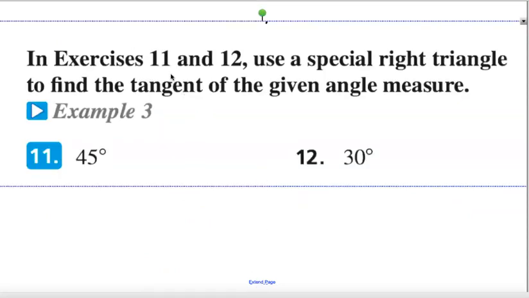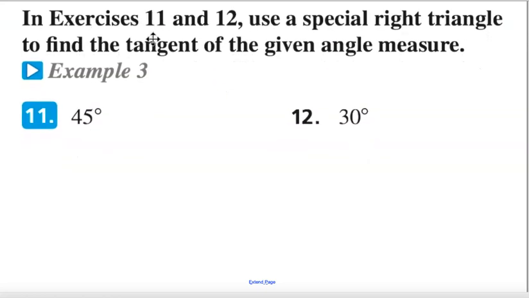Okay, so this one. I use special right triangles, so here's my special right triangle. 90, 45. So this is x, this is x, this is x radical 2 for my special triangles. It says use the special right triangle to find the tangent of the given angle measurement.